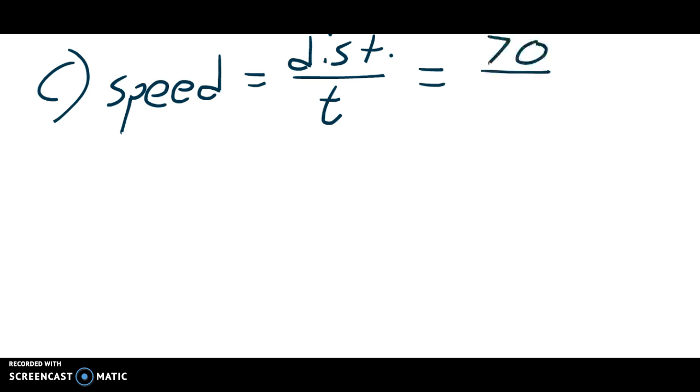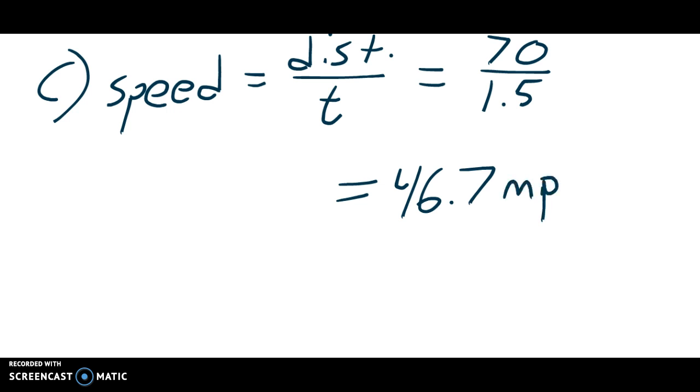So our distance was 70. Divide that by 1.5. 1.5 is because 1 hour plus 0.5 hours equals 1.5 hours. Yay, we can do math. So 70 divided by 1.5 gives us 46.7 miles per hour. Don't forget the units.